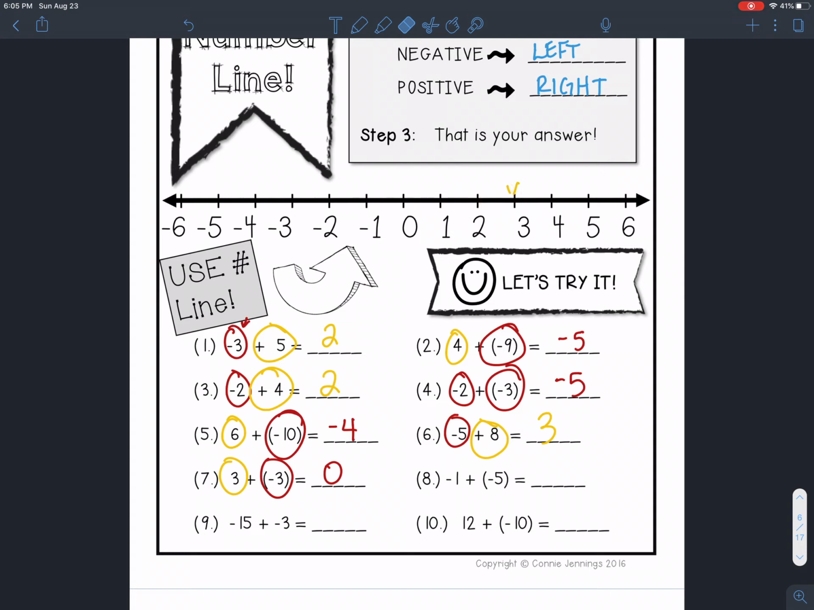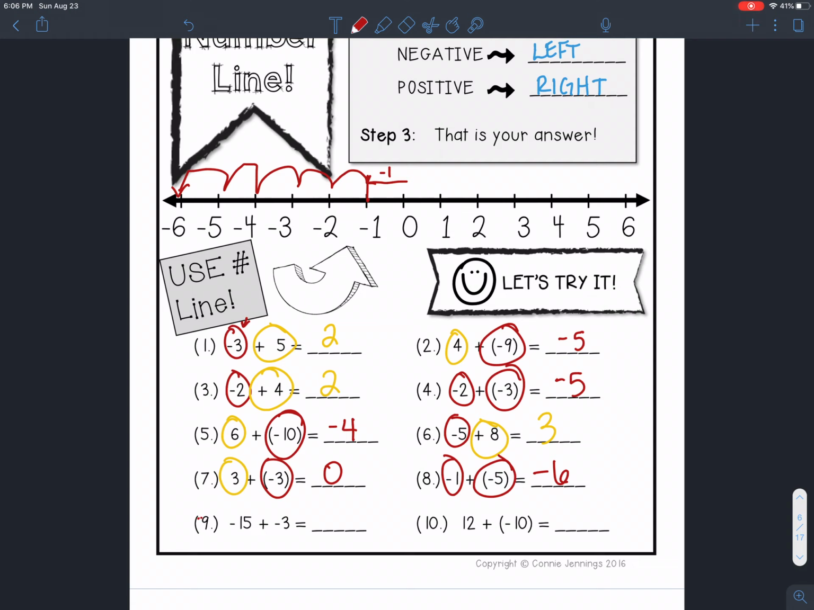Number 8 has us first going to -1. So we're going to go down 1. And then we are also going to go down 5 more. So 1, 2, 3, 4, 5. That leaves us at -6.